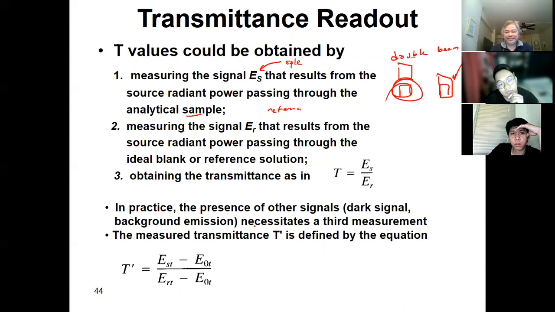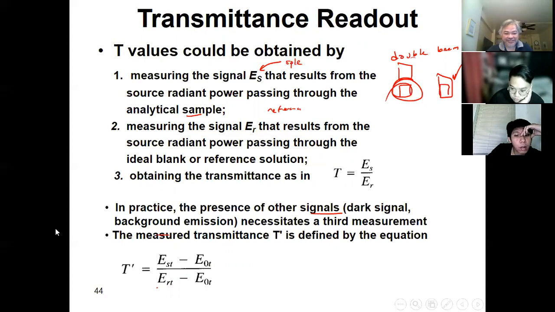Okay. So once you have the ER and the ES, then you can get the transmittance. The signal coming from the sample over the signal coming from the reference. So in practice, the presence of other signals like the dark signal necessitates a third measurement. And that measured transmittance is defined by this equation, ST over RT. So what is this? You have what we call a 0, like a reference that you have there.